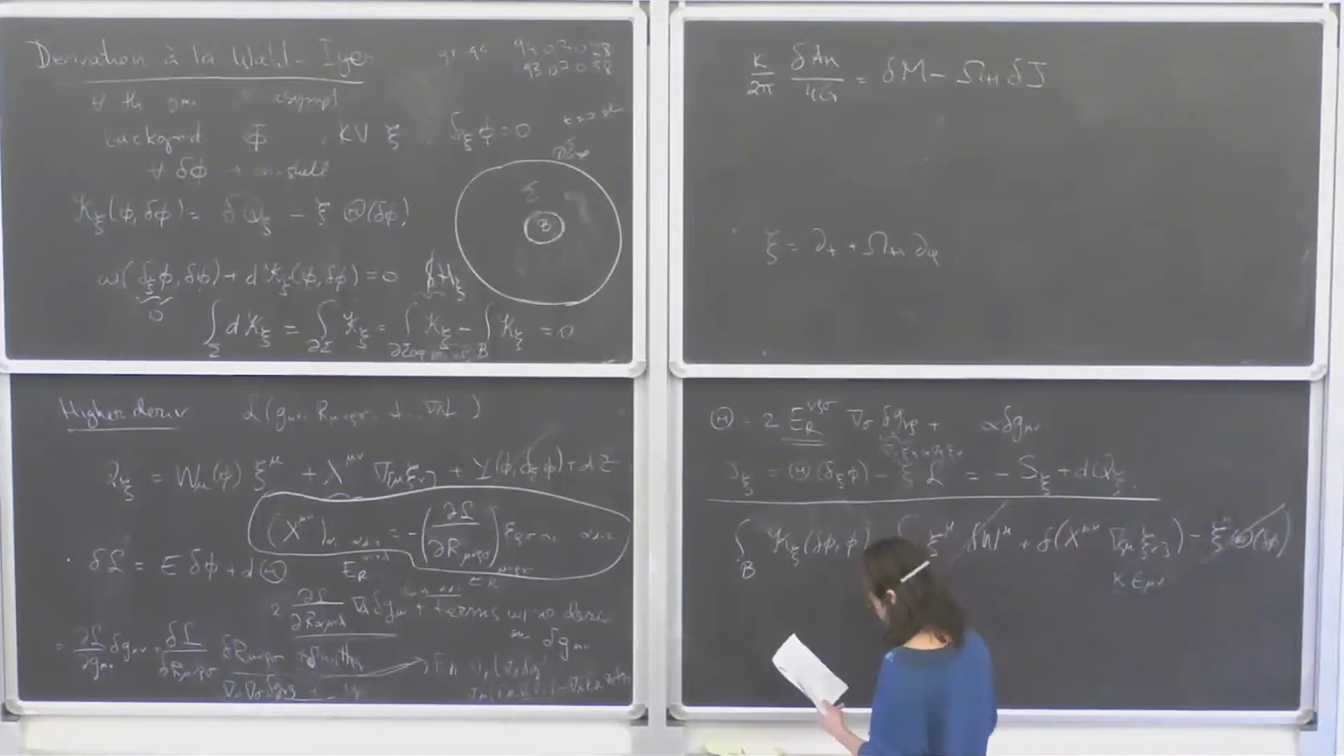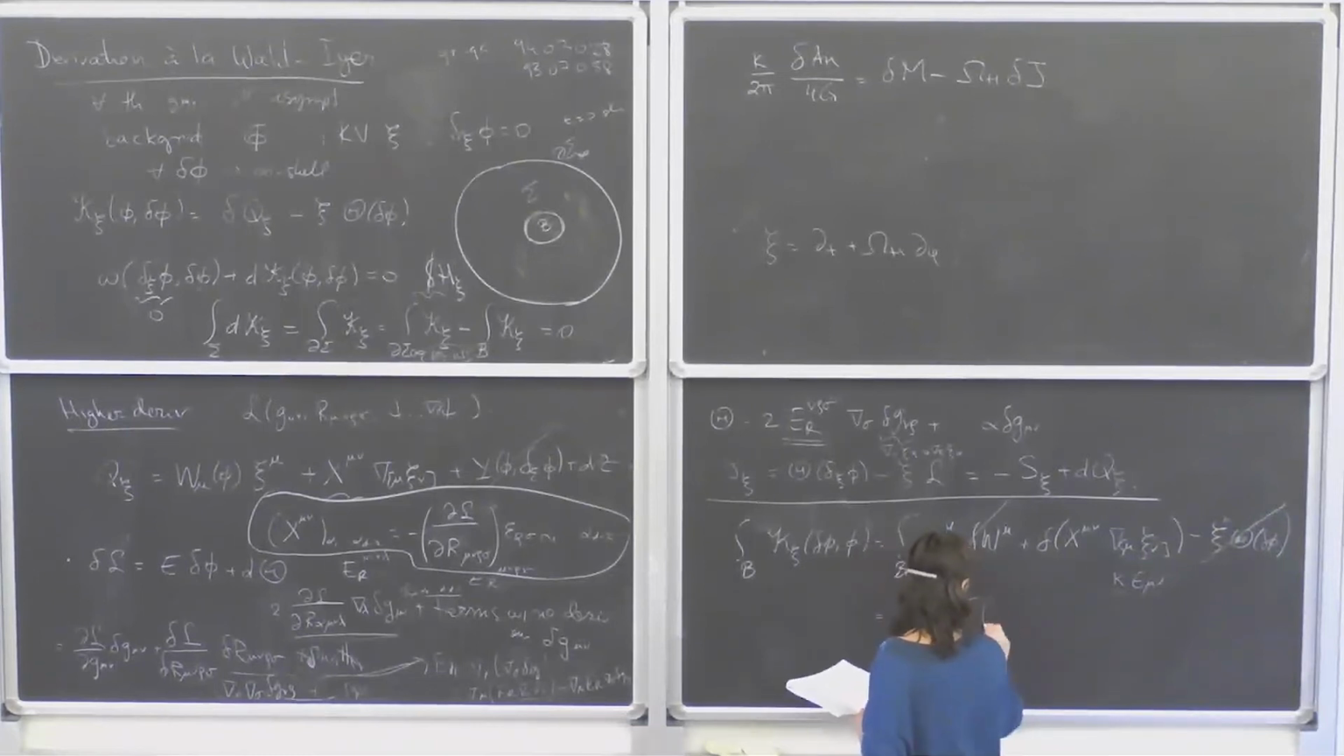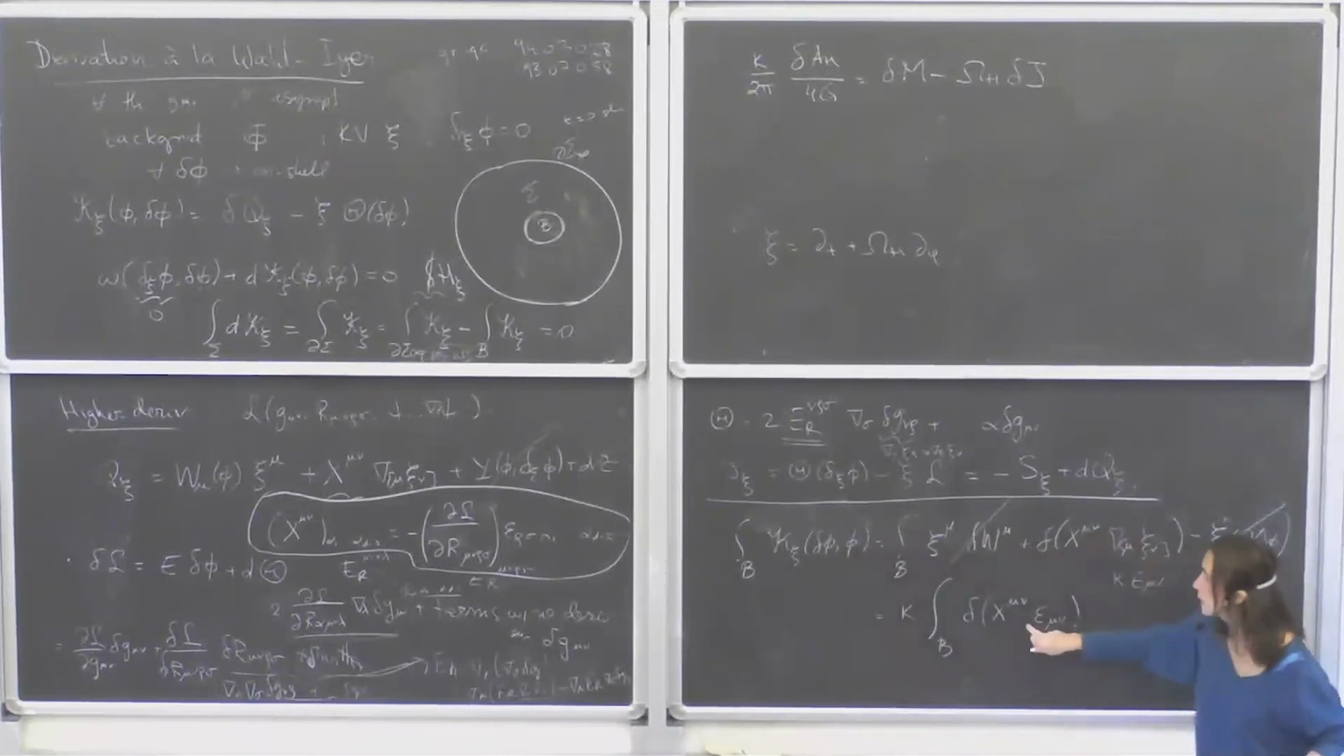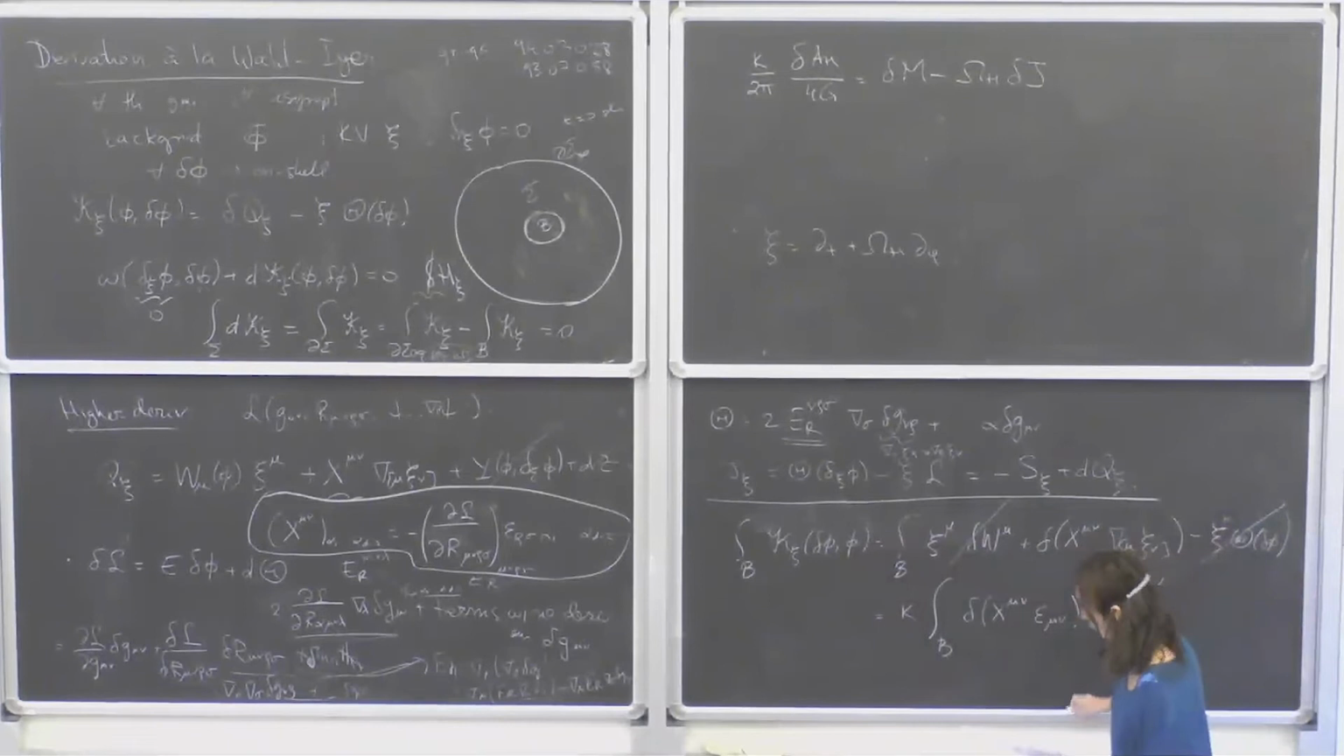So you're having something like k times the integral over B of delta x mu nu epsilon mu. And be careful that this guy is actually a d minus 2 form. Okay.